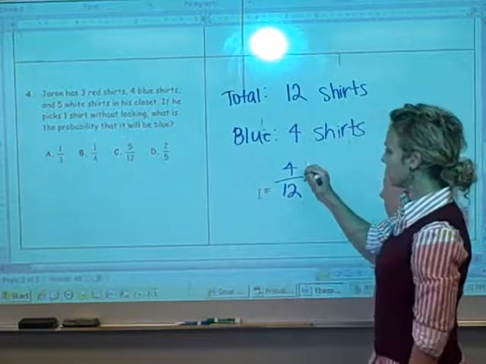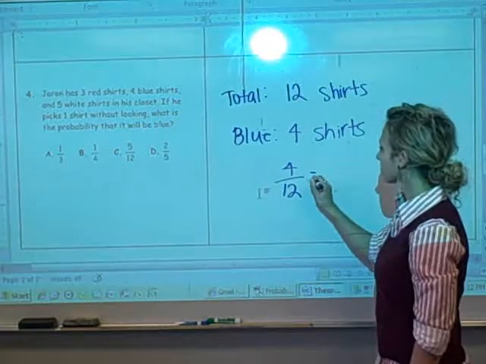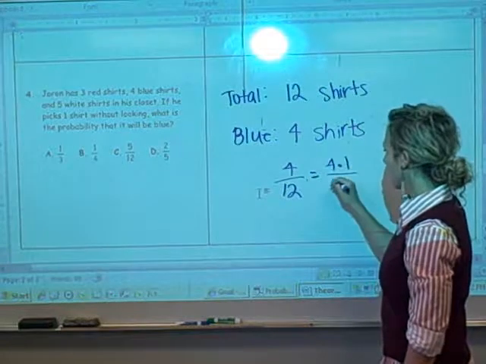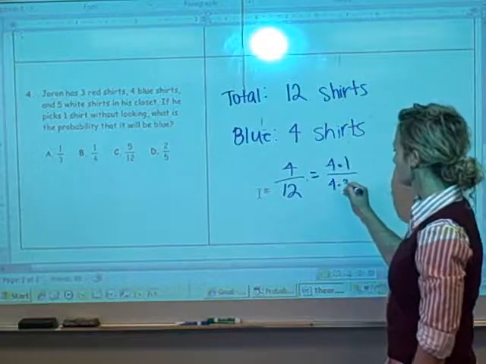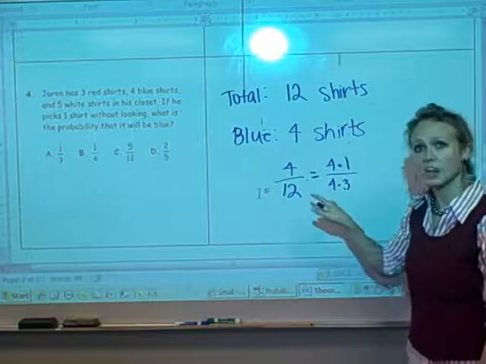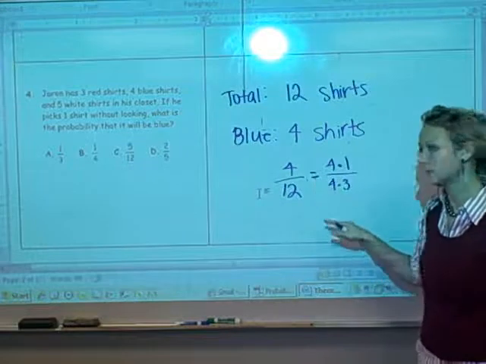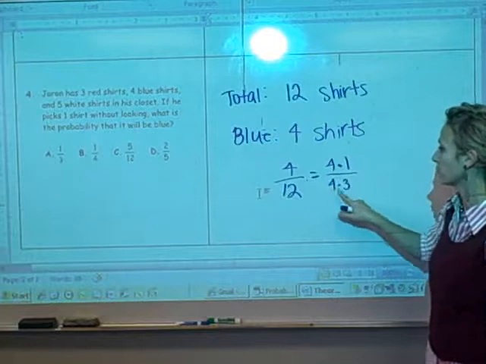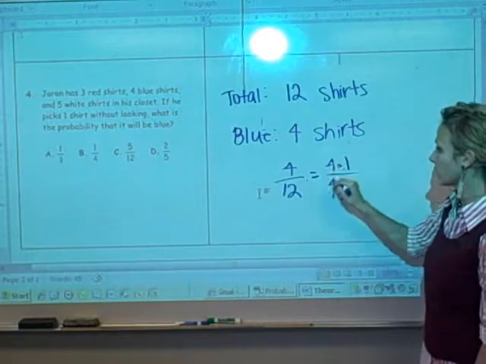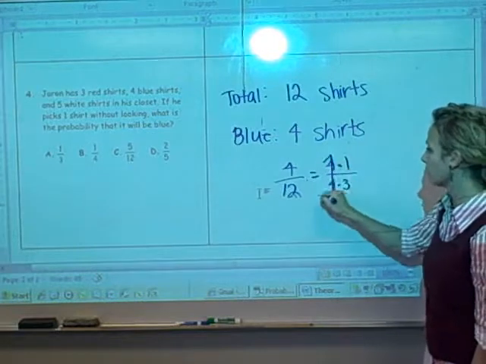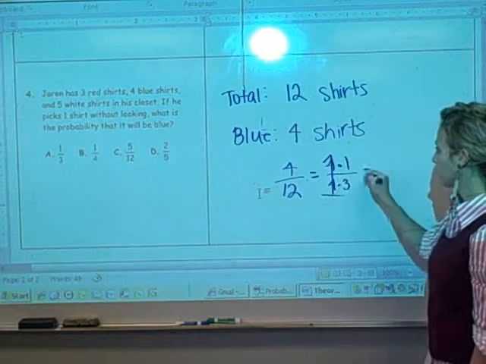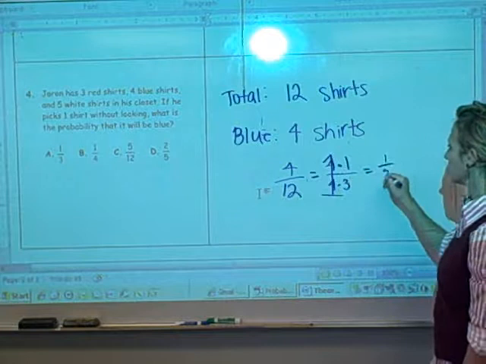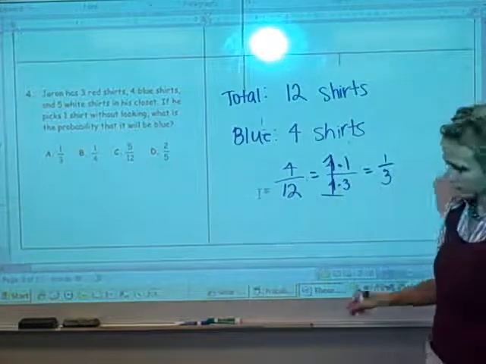So these are both divisible by 4. So I'm going to write them as 4 times 1 and 4 times 3. When I'm simplifying a fraction, I want to find a number they are both divisible by, and then write it as a product of that. So 4 times 1 is 4, 4 times 3 is 12. Remember that 4 over 4, anything over itself is 1, and 1 times 1/3 is just 1/3. So if we look, it looks like it's A.